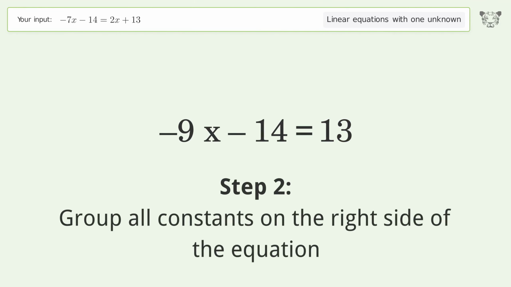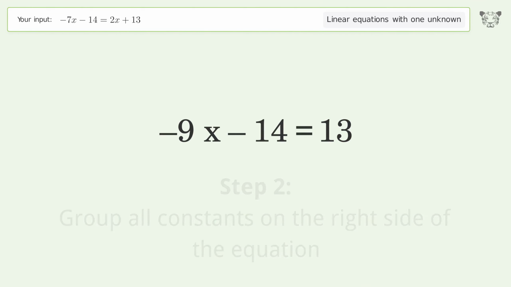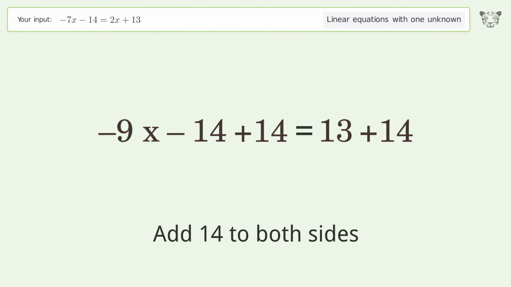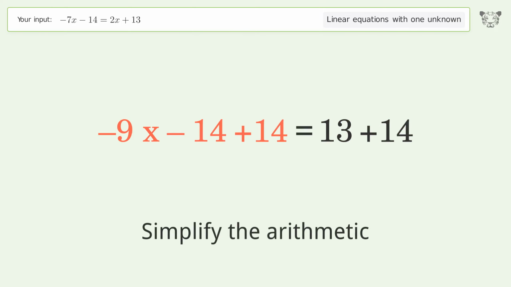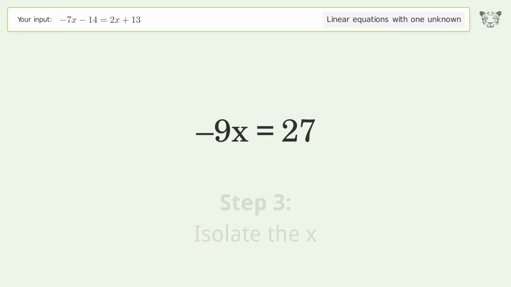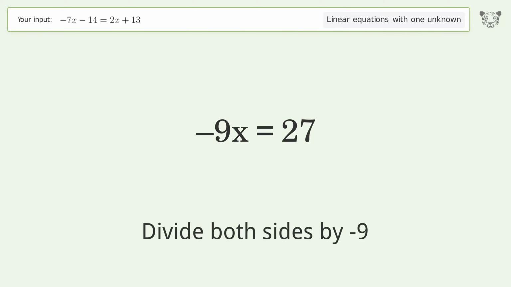Group all constants on the right side of the equation. Add 14 to both sides. Simplify the arithmetic. Isolate the x. Divide both sides by -9.